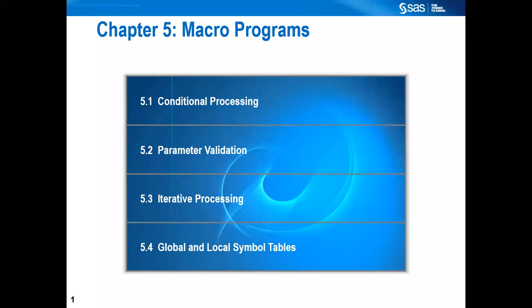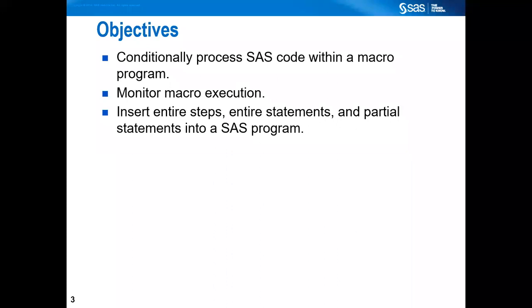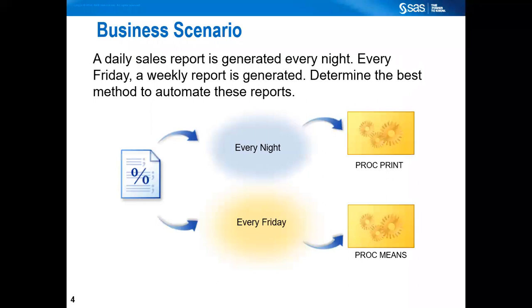Then we'll see what parameter validation is. Then we'll see how iterative looping is also written within macro programs. And of course, we'll understand what are the global and local symbol tables. So let's work with the first topic, conditional processing. The objectives here are to conditionally process SAS code within a macro program, monitor macro execution, and insert an entire step, entire statements and partial statements into your SAS programs.